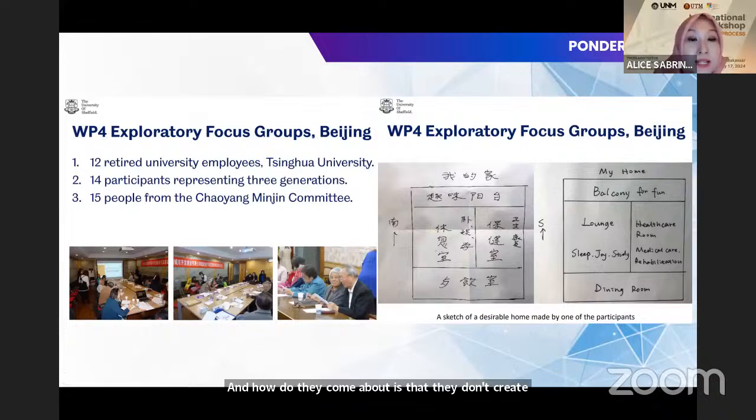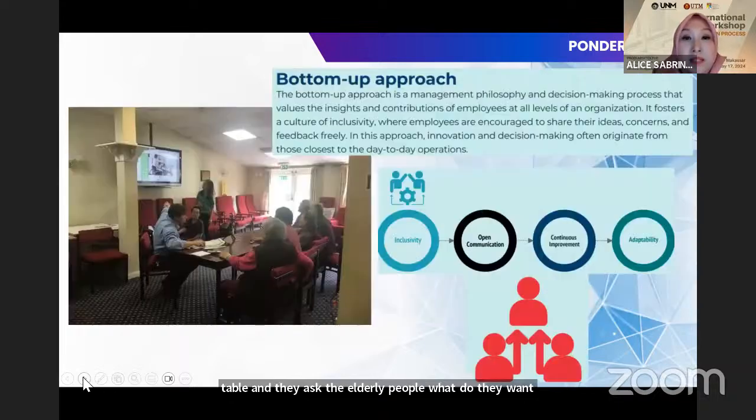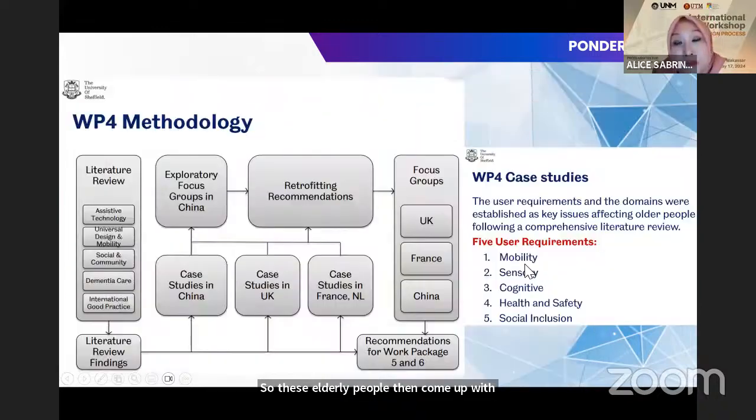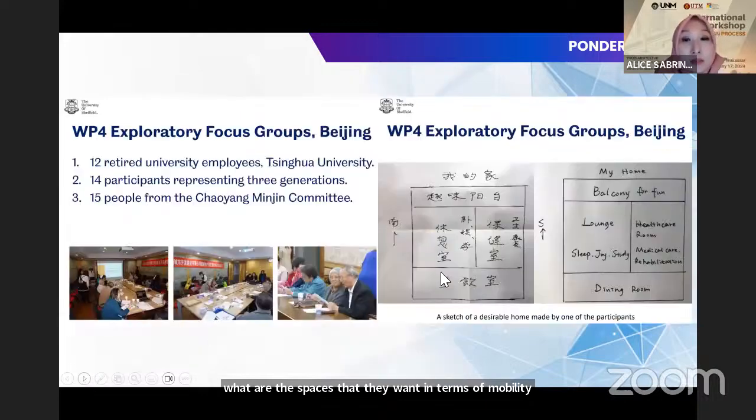And how do they come about it? They don't create something new. The design process is similar to IDEO, in that they use focus group discussions through an exploratory technique approach. They call in a huge number of elderly people to sit within the same room, around the same round table, and they ask the elderly people, what do they want? These elderly people then come up with ideas of what spaces they want in terms of mobility, sensory, cognitive, and social inclusion.